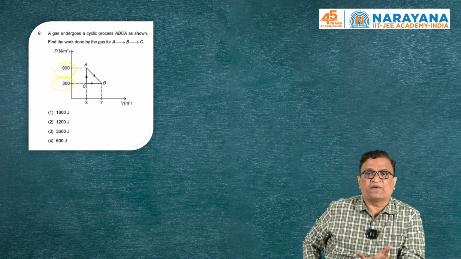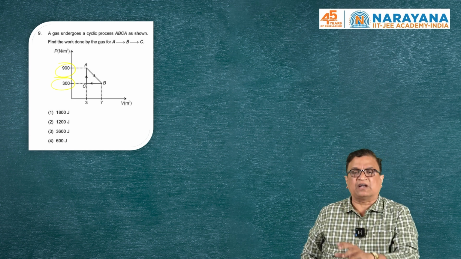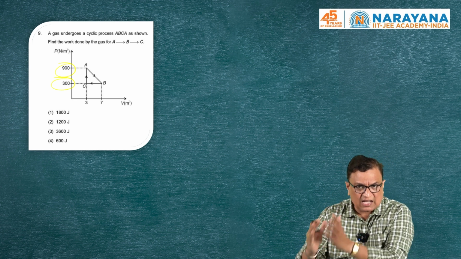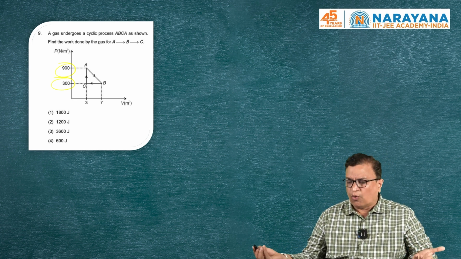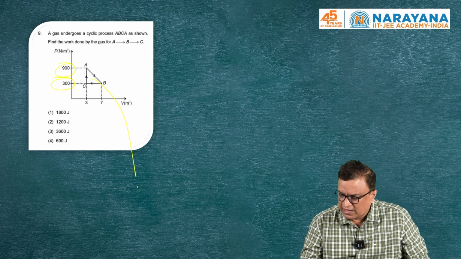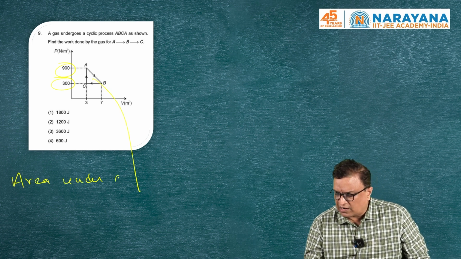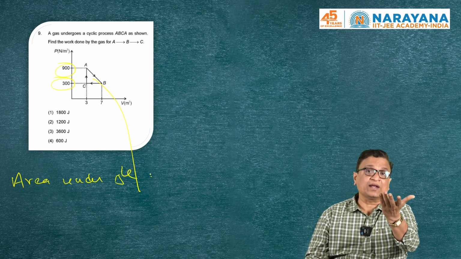Whenever there is a question from a PV diagram, let's leave it. No, that should not happen. So we will modify it accordingly so that it is a correct answer. Otherwise, what is it that you want? Simply the area under the triangle. Area under the triangle gives work in a PV graph.